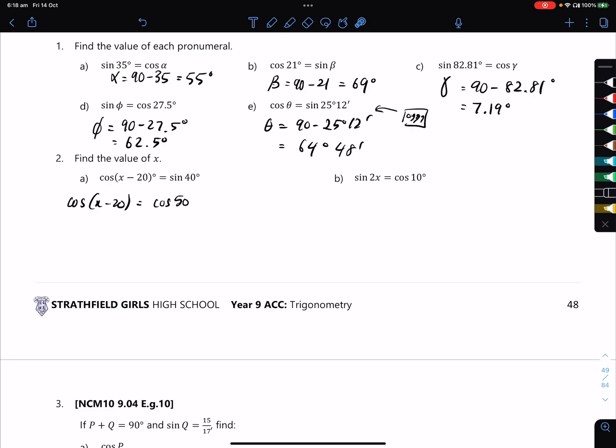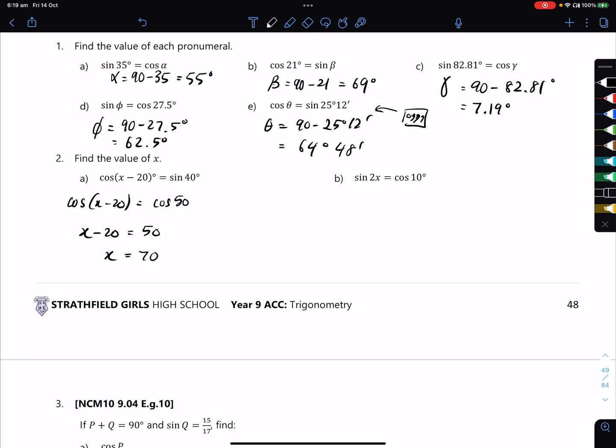Once we've got both sides being the same trig ratio, so both of them have cosine and cosine, the angles that we apply cosine to, the x minus 20 and the 50, should be equal. So you take off the cosine, so x minus 20 equals 50, and so x would simply equal 70.